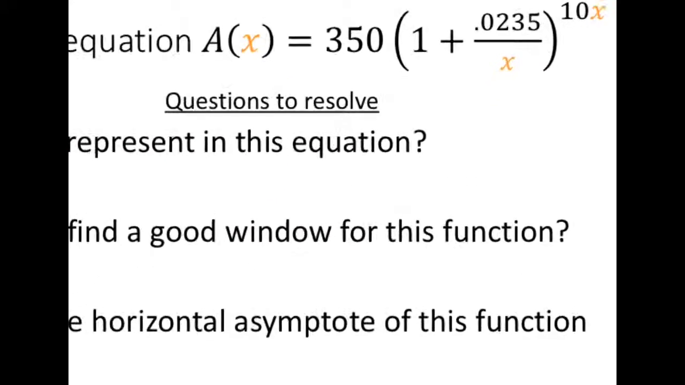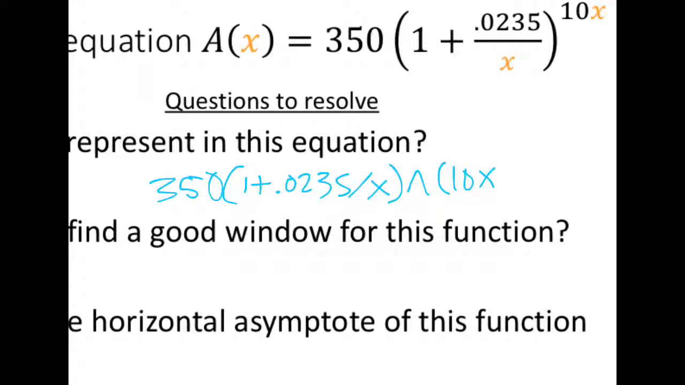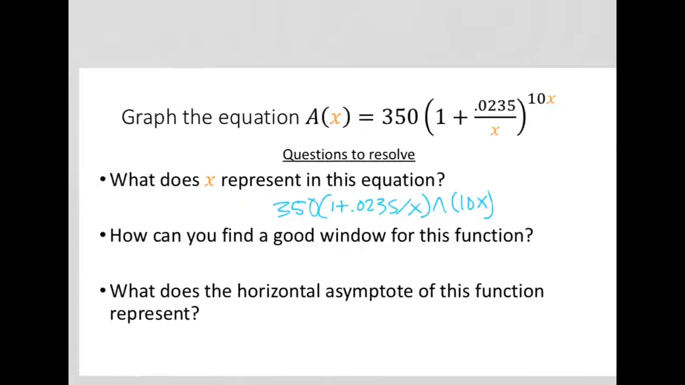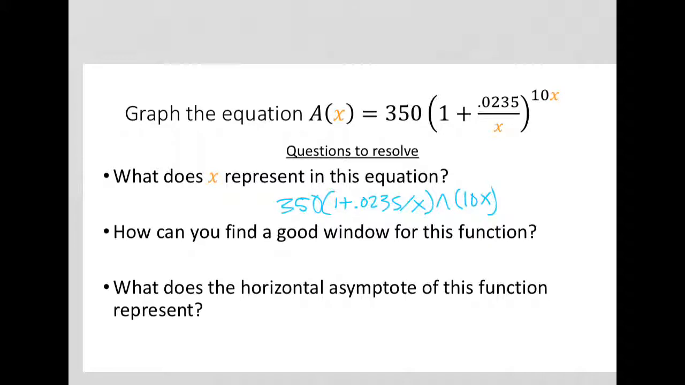When you type this into your calculator, I would recommend you go 350, then open a parenthesis, 1 plus 0.0235 divided by x, close your parenthesis, caret, and then I would do parenthesis, 10x, parenthesis. And go ahead and graph that, and let's think about what these questions imply here. So what does x represent in this equation? Well, x represents n, the number of compoundings.